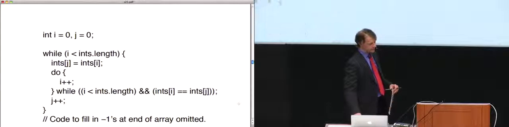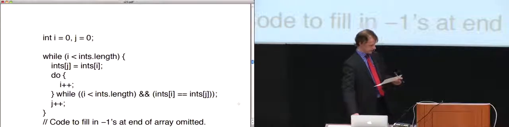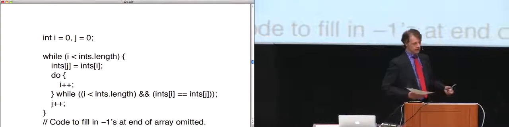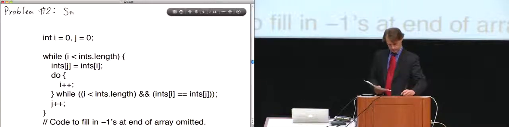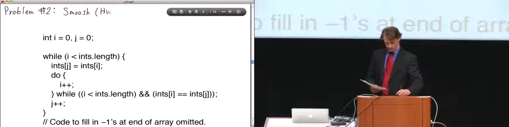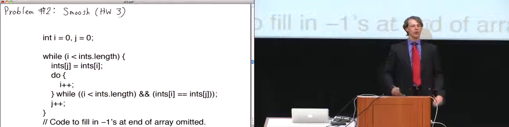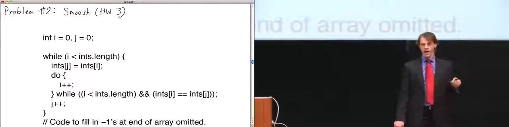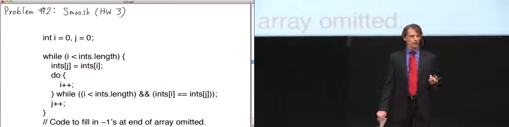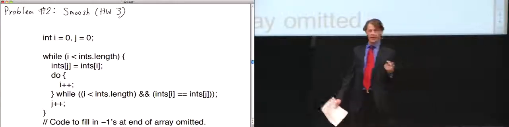And that example will be one that you're somewhat familiar with, because the problem that we're trying to solve is a problem you solved in homework number 3, and that is smooshing an array. Remember, in homework 3 you wrote a method called smoosh that goes through an array of ints and removes all the duplicates, or all the adjacent duplicates, from the array.